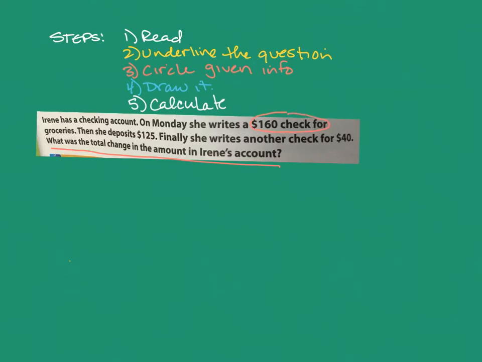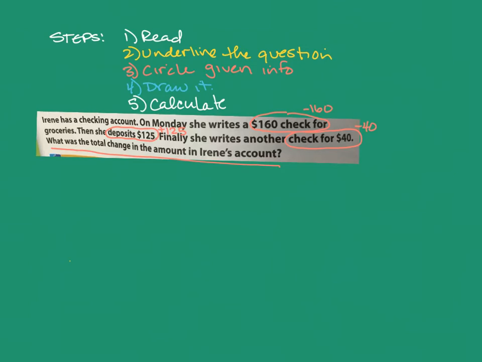When you write a check, again, that's money going out of your account. So we're going to figure that's a negative 160, money going out. Then she deposits $125. Deposits means she got money from somewhere and put it into her account. So we're looking at a positive $125. Then she writes another check for $40. That's money going out of her account, so minus 40.